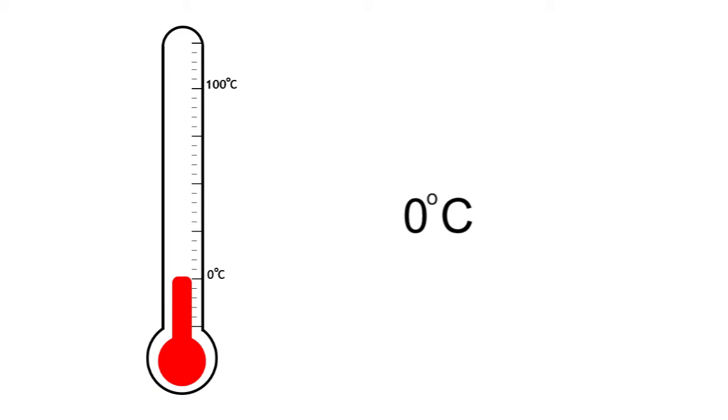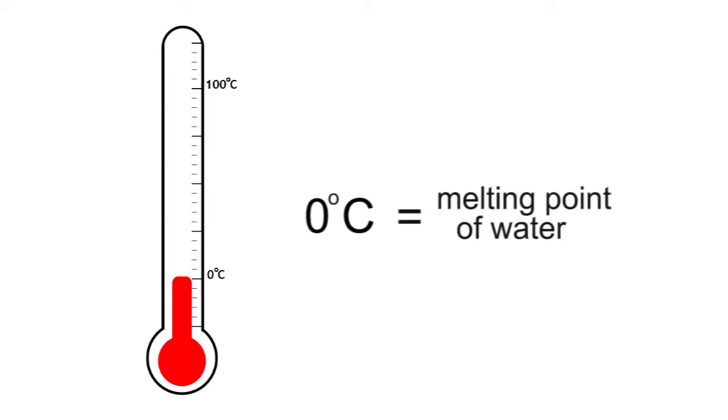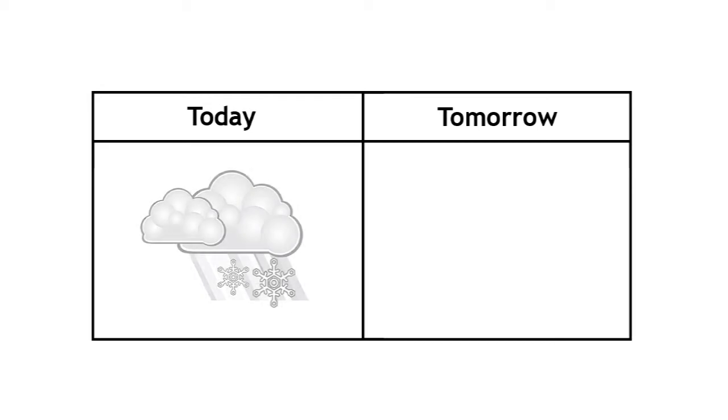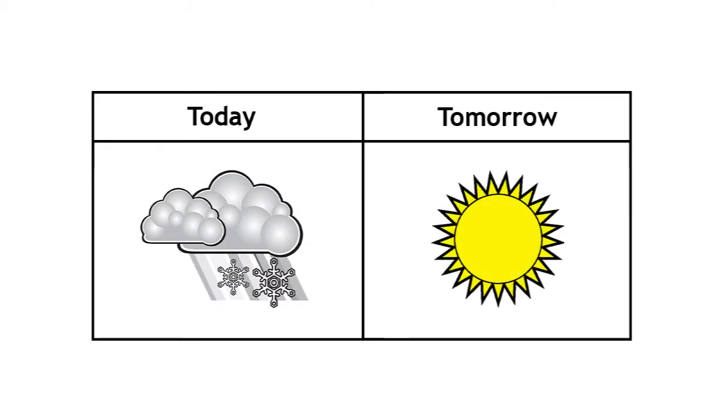Did you know that 0 degrees Celsius is also known as the melting point of water? This is the point where water can change state between liquid and solid. When pure water that is losing heat energy gets to 0 degrees, it changes from liquid to solid, and we call that freezing. What if there's snow tonight and the weather warms back up tomorrow?